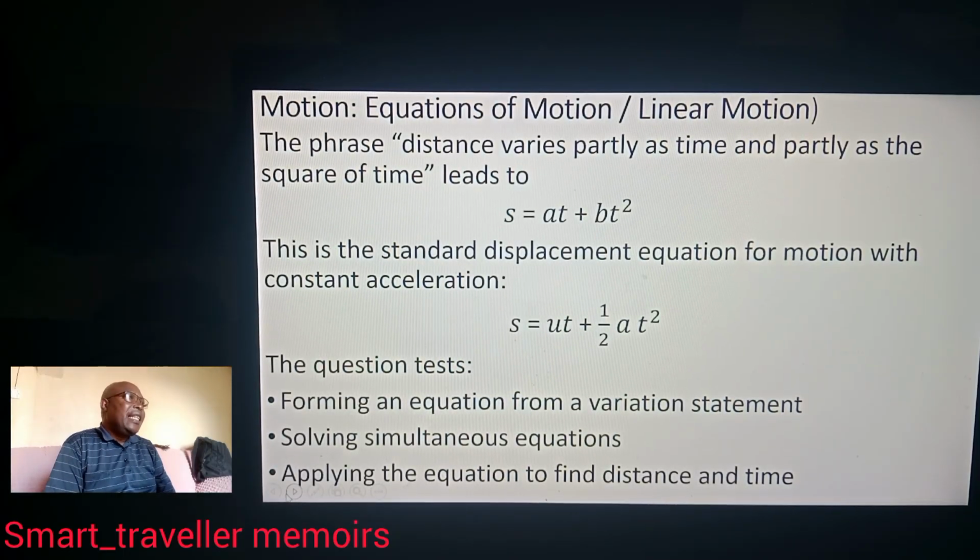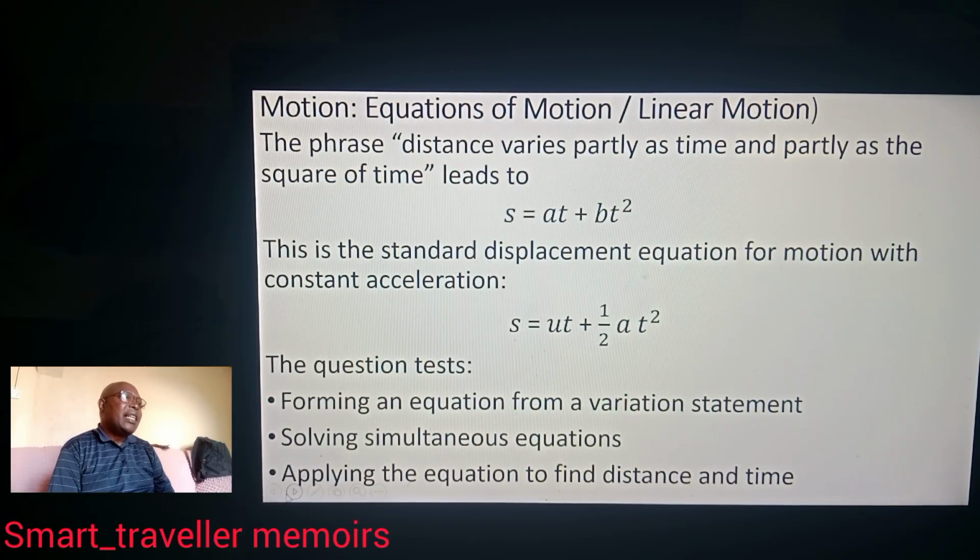The phrase "distance varies partly as time and partly as the square of time" reads to s is equal to at plus bt², where a and b are constants. This is the standard displacement equation for motion with constant acceleration, s is equal to ut plus a half at squared.